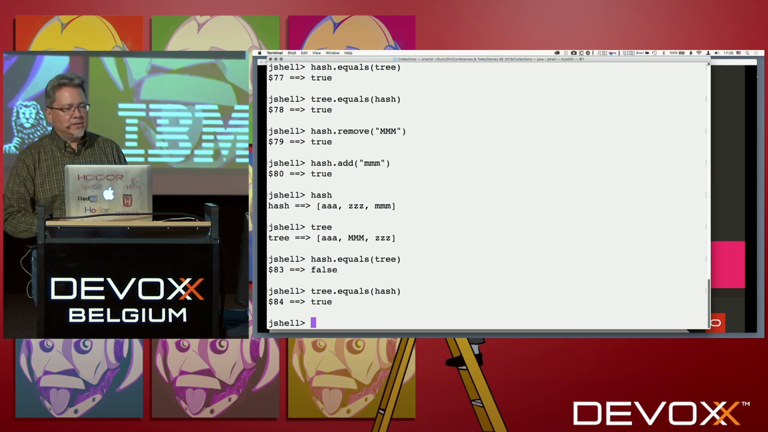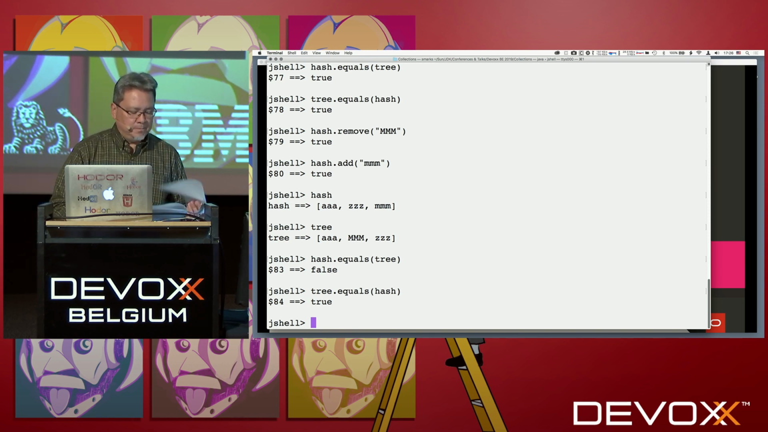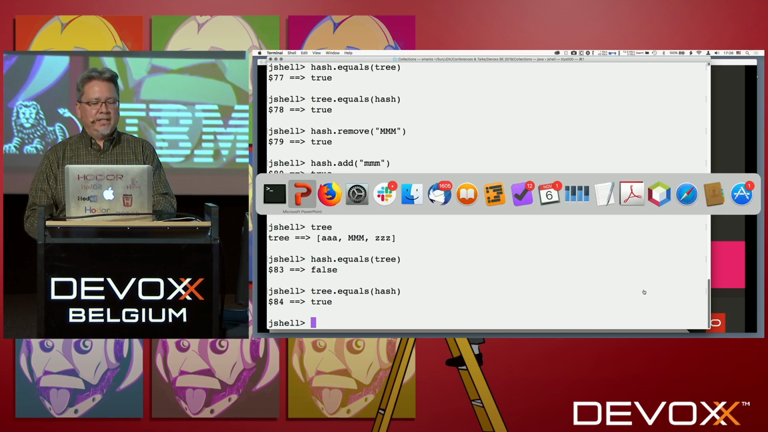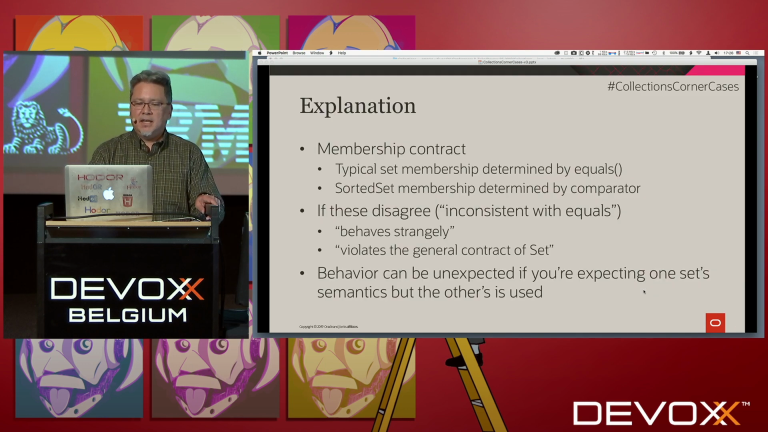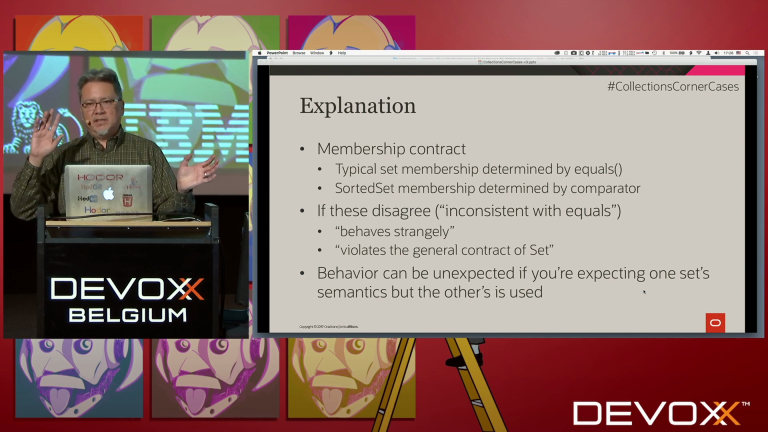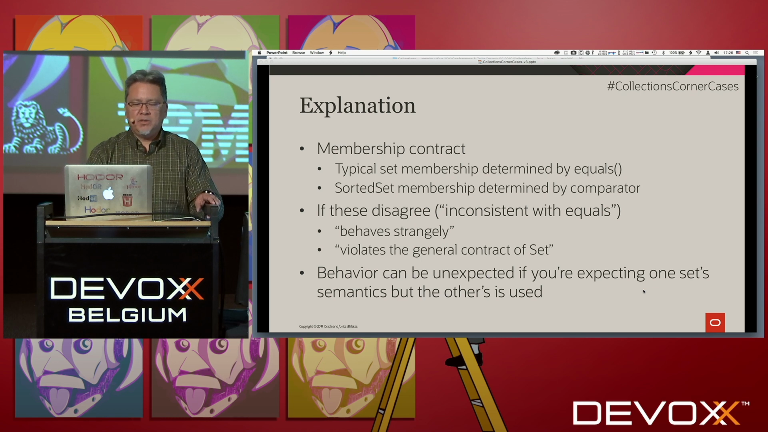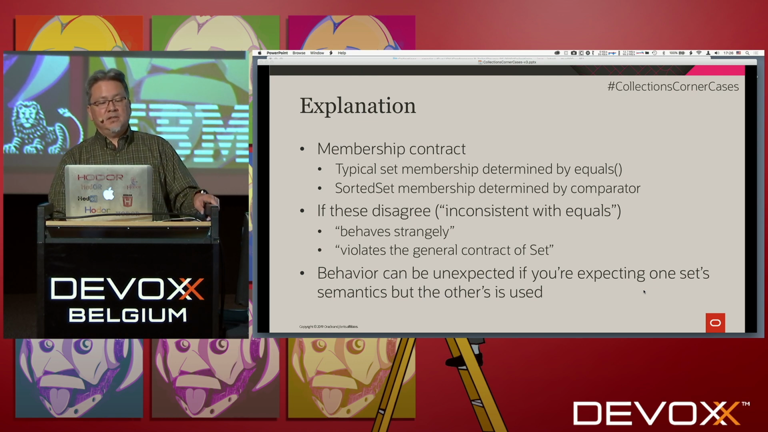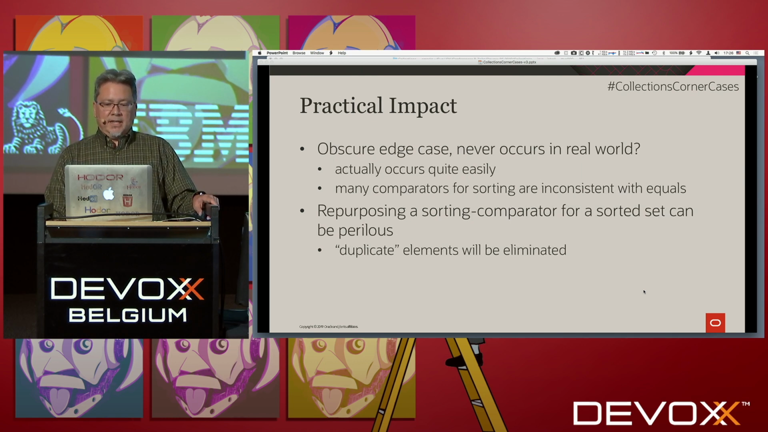All right, well, so is this just a corner case that I don't have to worry about in day-to-day programming? I don't think so. Okay, so let's see, I went over this already. So this is what it means by violates the general contract of set and behaves strangely. It's this difference, this inconsistency with equals.